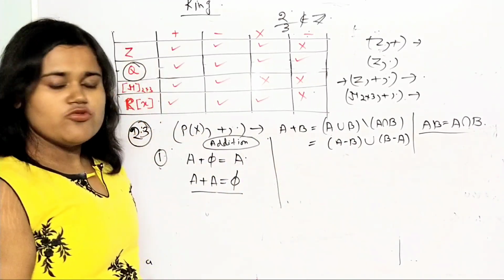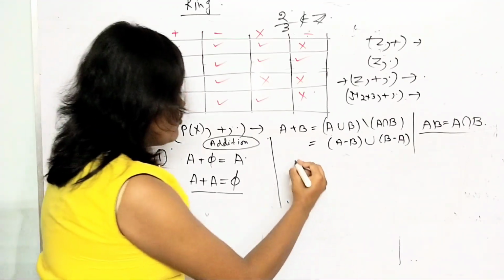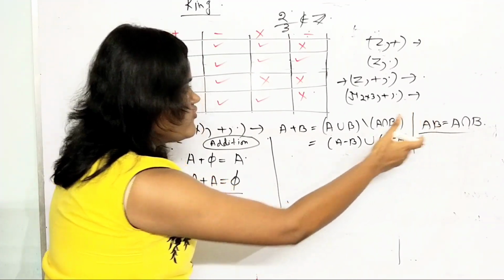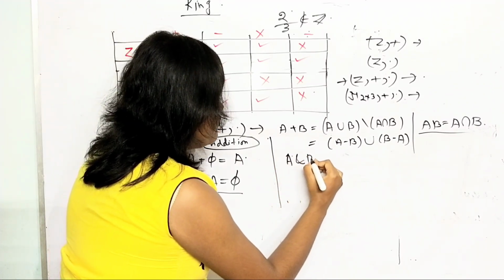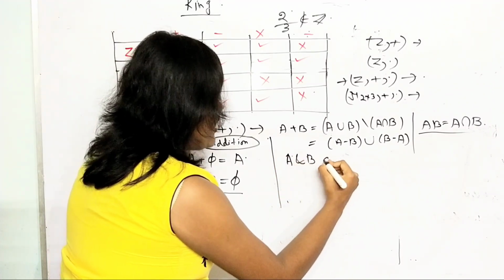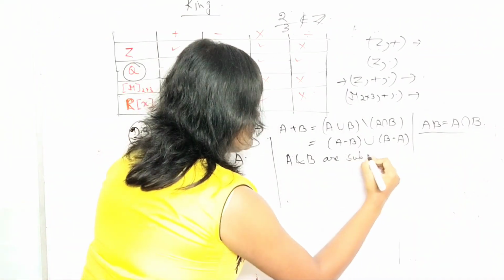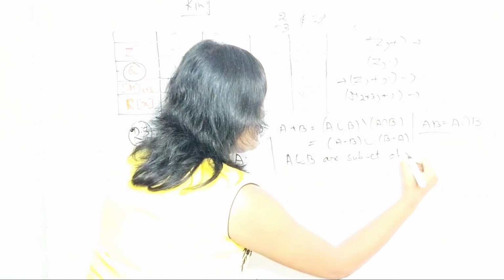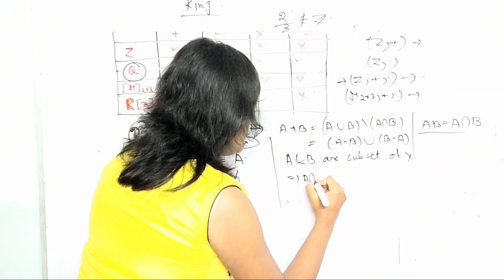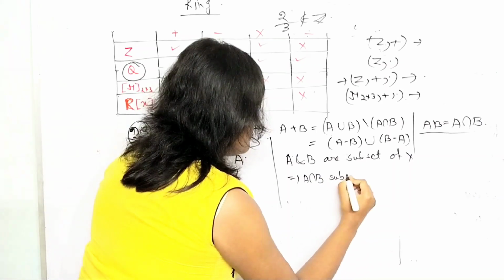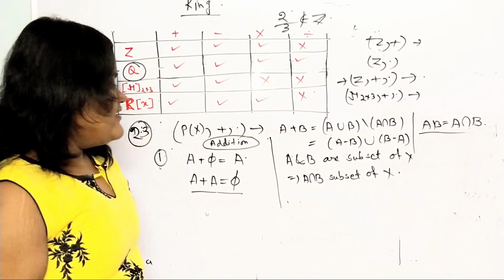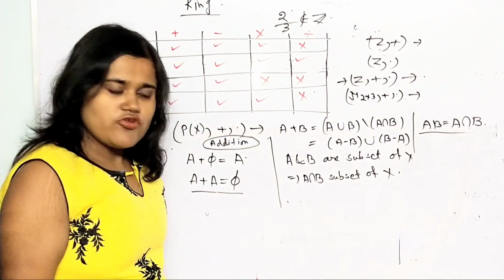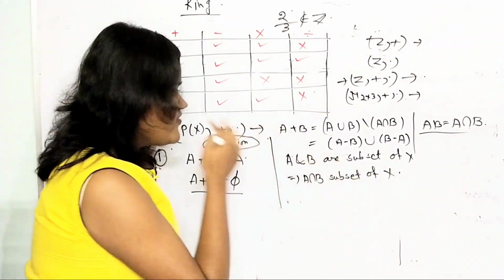Now does this close with respect to multiplication? Well, definitely it is closed because this is the intersection of two sets. Suppose A and B both are subsets of X, that implies A intersection B will also be a subset of X. So definitely this forms a ring.